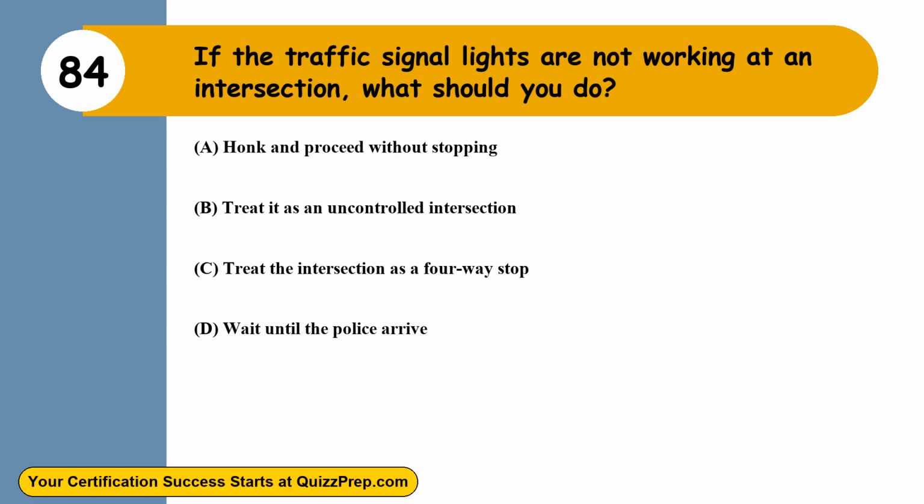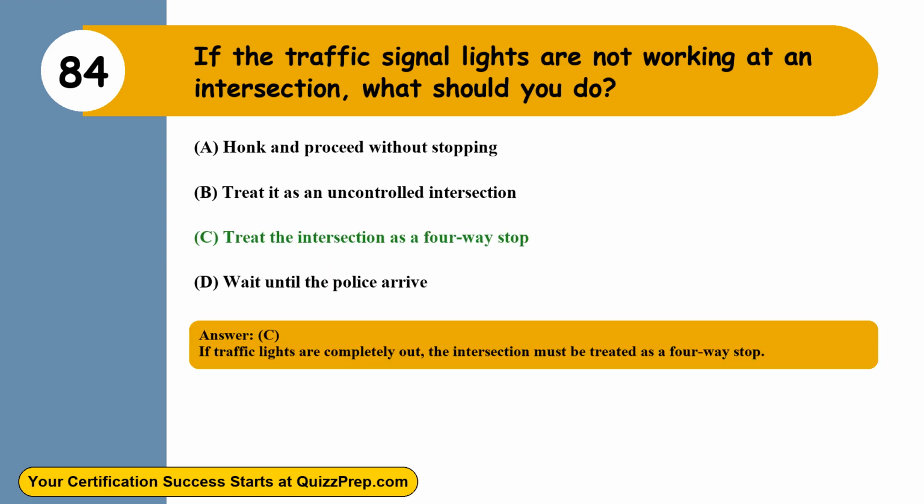Question 84. If the traffic signal lights are not working at an intersection, what should you do? Option A, honk and proceed without stopping. Option B, treat it as an uncontrolled intersection. Option C, treat the intersection as a 4-way stop. Option D, wait until the police arrive. The correct answer is option C. Treat the intersection as a 4-way stop. If traffic lights are completely out, the intersection must be treated as a 4-way stop.